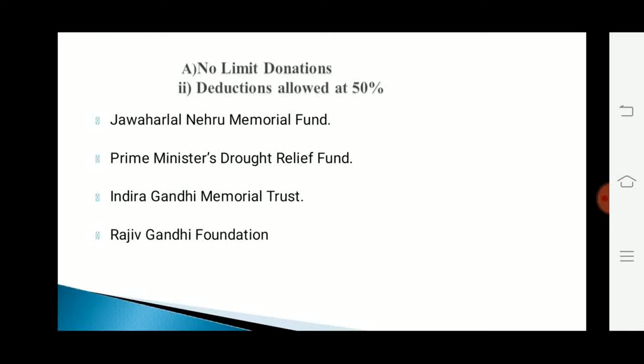Donations, the second category, that is deduction allowed at 50%: donation to the Jawaharlal Nehru Memorial Fund, the Prime Minister's Drought Relief Fund, donation to the Indira Gandhi Memorial Trust and donation to the Rajiv Gandhi Foundation.